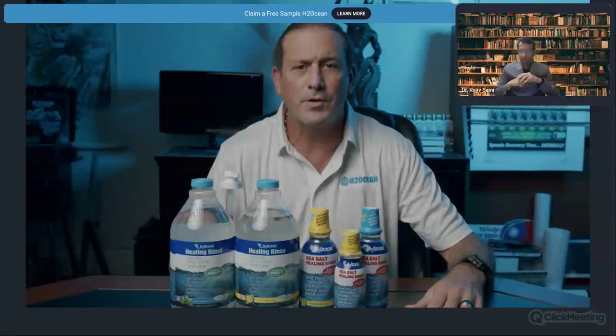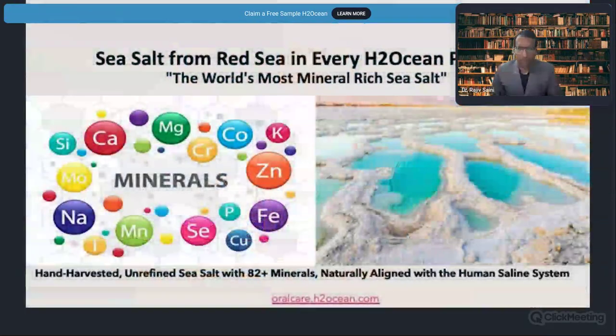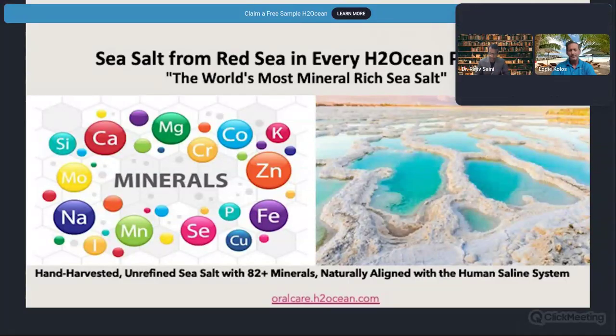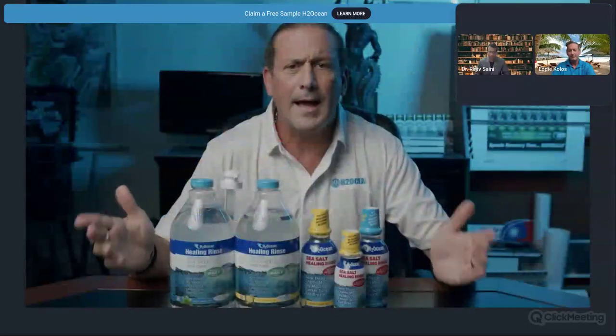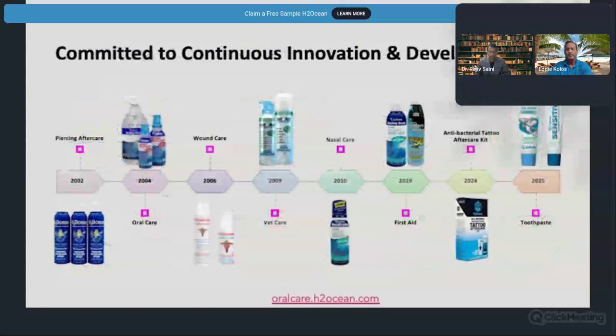At the heart of every H2 Ocean product is sea salt from the Red Sea, known as the world's most mineral-rich sea salt. This hand-harvested, unrefined sea salt contains over 82 trace minerals naturally aligned with the human saline system. This unique composition is what sets us apart from all the other products. We uphold the highest standard in quality in our production. Our products are patented, cruelty-free, and manufactured in an FDA-registered facility. We are committed to continuous innovation and development, ensuring that we stay at the forefront of sea salt healthcare.